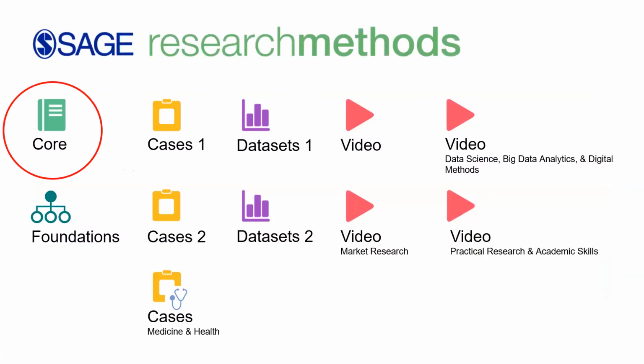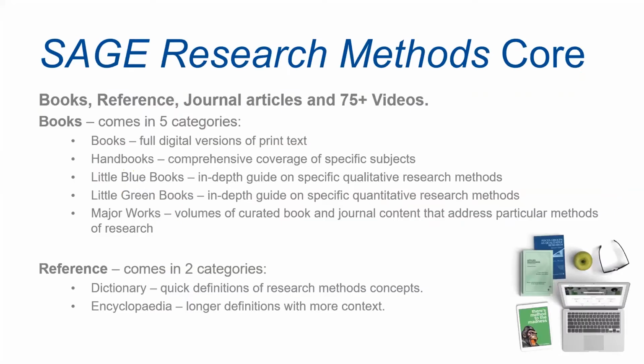The next slide here just gives a quick overview of the Sage Research Methods database and how it's made up. And at EUI, you have our core module. And in core, this is what you're getting in detail if we focus in on the content. So you're getting just over 1,000 online books and reference materials. The books come in 5 different categories.